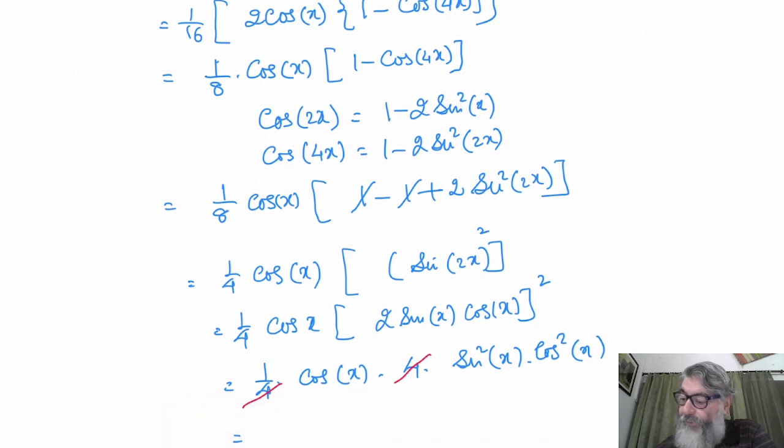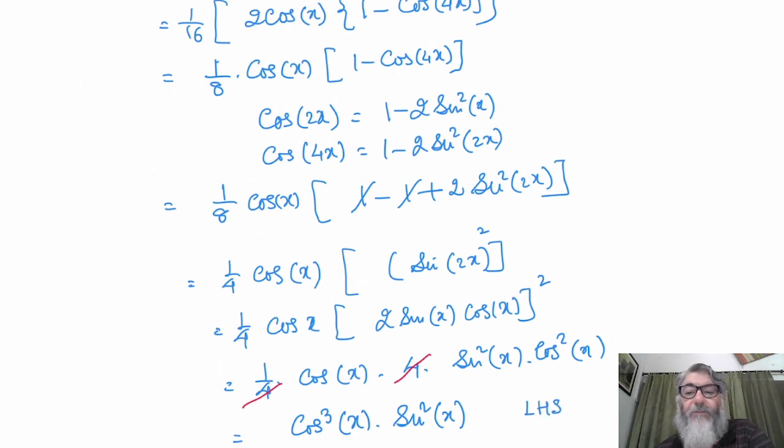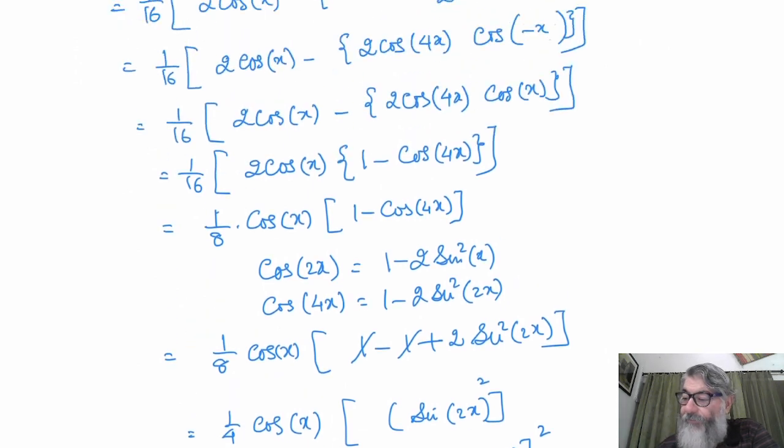and your answer will be cos x into cos square x is cos to the power 3 x into sine square x, which is equal to left hand side. We started from right hand side and we achieved left hand side. Generally what we do is we start from the left and reach finally the right hand side. But here we started from right hand side because right hand side was more complicated and achieved the left hand side.